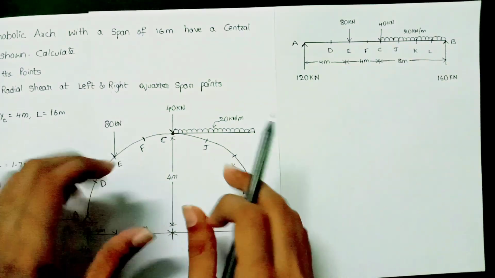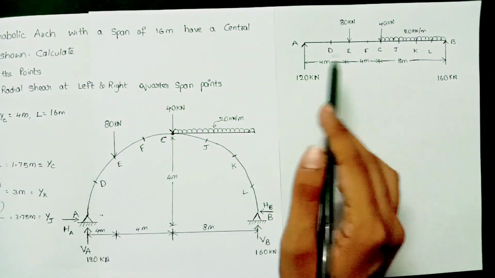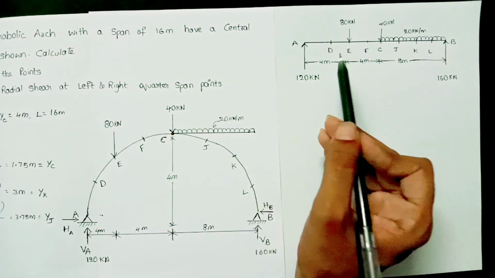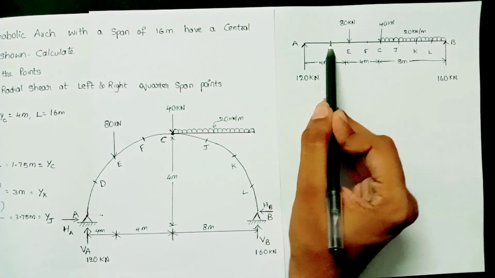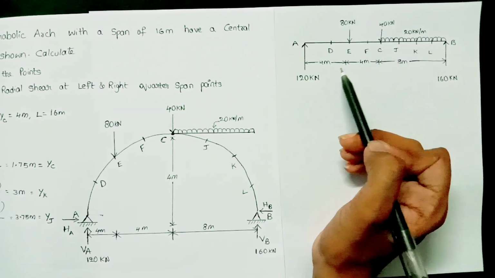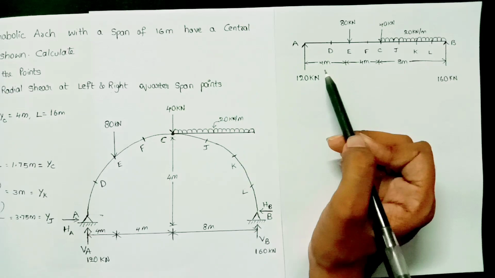I have just straightened this arch, and that's what I have drawn here. This is a simply supported beam. Now we have to calculate the moments about points D, E, F, C, J, K and L.